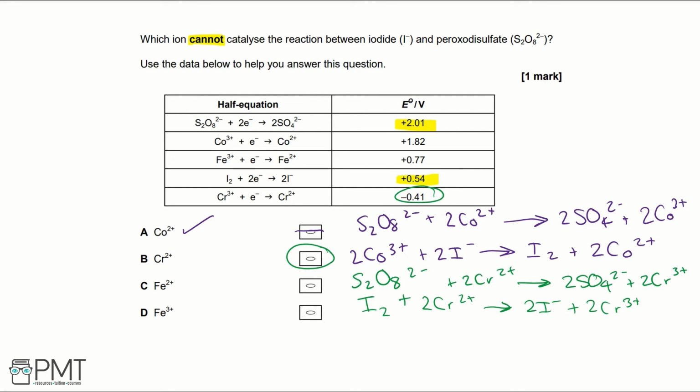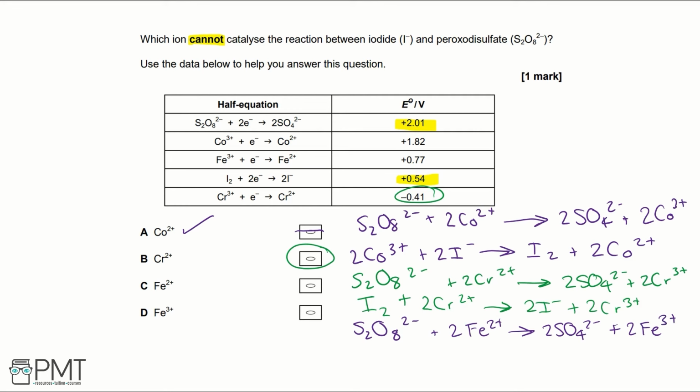So moving on and looking at iron. Well, we get two equations. We start with S2O8 2-, and then we're adding 2Fe2+ and producing 2SO4 2- and 2Fe3+. So we've used iron 2+ to catalyze this first reaction.